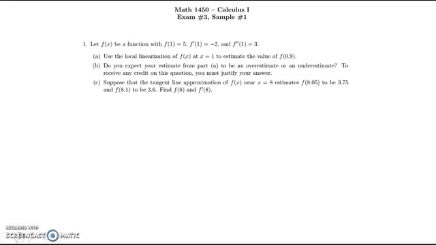Okay, let's try to get through the sample 1 problems for this first exam. All right, it says, let f be a function where f of 1 equals 5, f prime of 1 equals -2, and f double prime of 1 equals 3. Use local linearization at x equals 1 to estimate this.